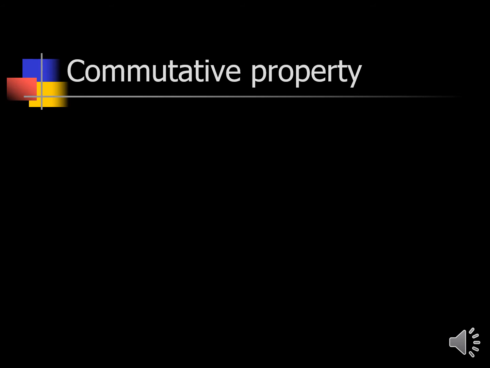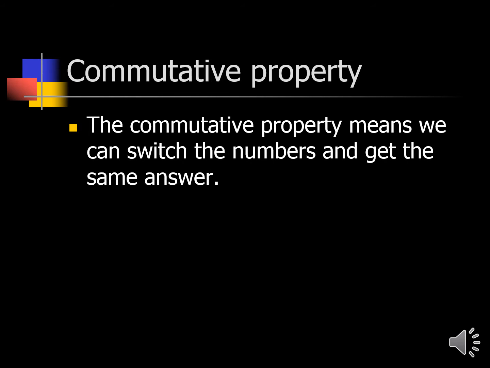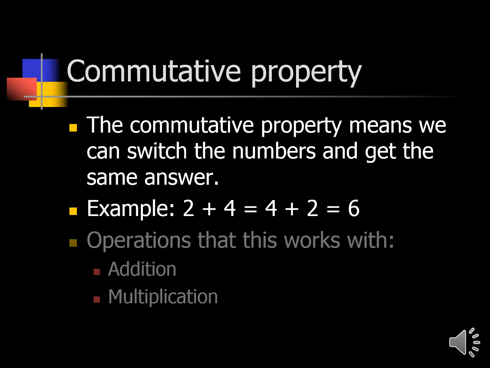The commutative property means that we can switch numbers to get the same answer. For example, 2 plus 4 is the same as 4 plus 2 because they're both equal to 6. The commutative property works with addition and multiplication only. It does not work for subtraction or division.